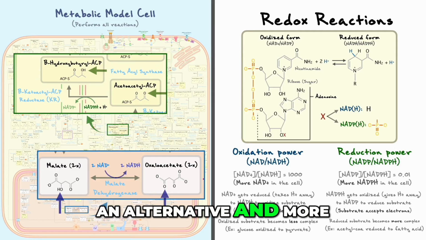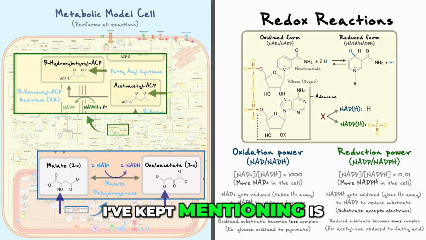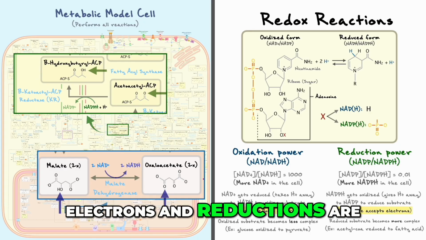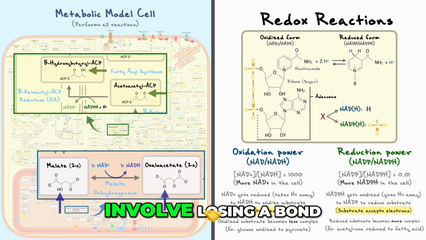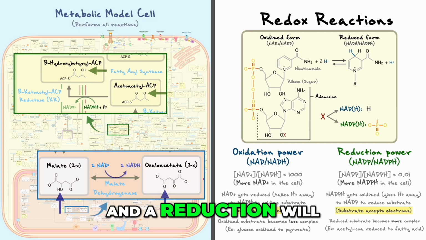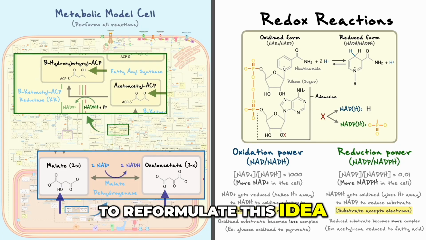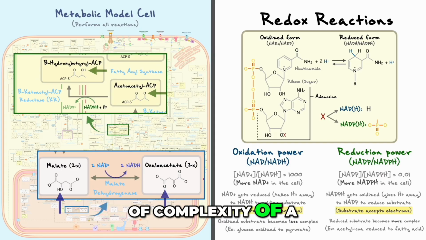An alternative and more scientific way to talk about the complexity that I've kept mentioning is to say that oxidations are a loss in electrons and reductions are a gain in electrons. Since electrons are shared between bonds, an oxidation will typically involve losing a bond, and a reduction will make substrates gain bonds. So, to reformulate this idea one last time, oxidations cause the loss of complexity, or electrons, of a substrate, and this is accompanied by the reduction of NAD to NADH.